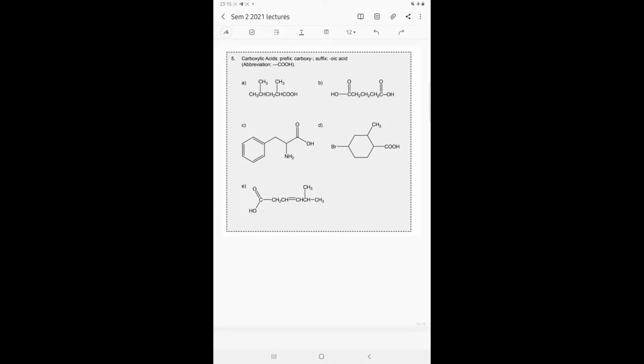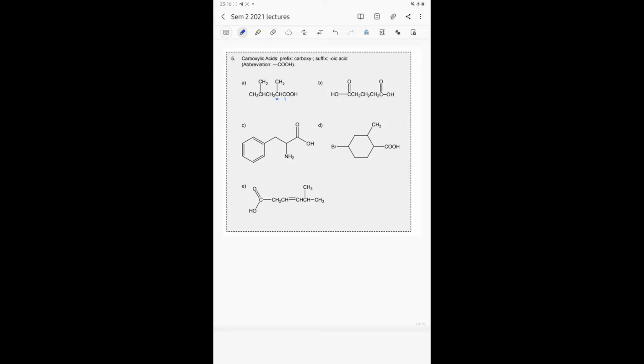Now carboxylic acids. If it is the prefix, we call it carboxy. But usually we will not have it as a prefix, unless we have a special case. It will always be the suffix called oic acid. So let's give the name. COOH is always carbon number 1, because it is the highest priority in group A.